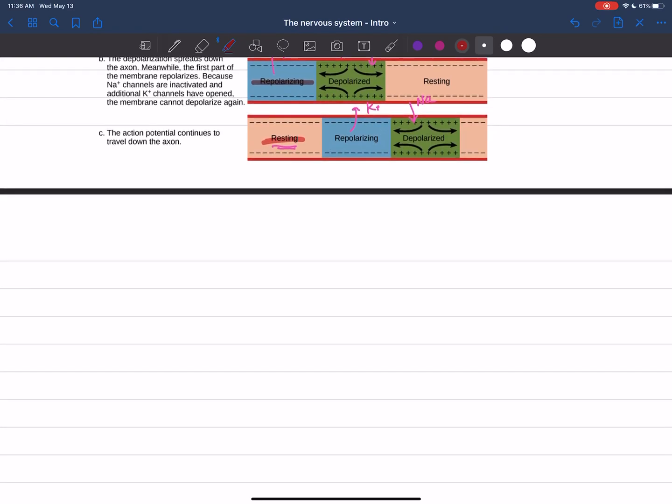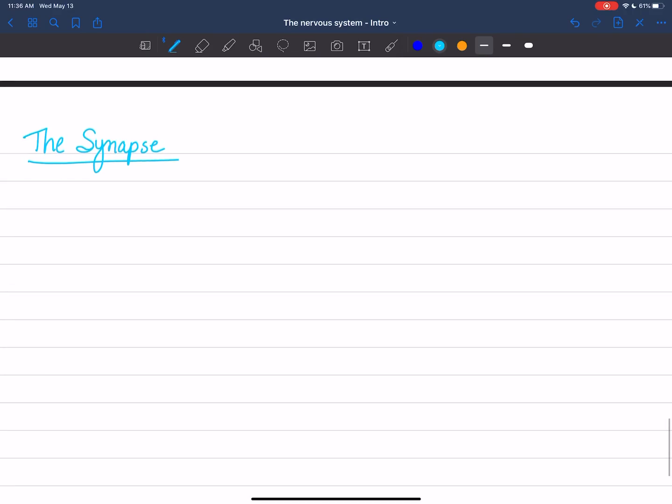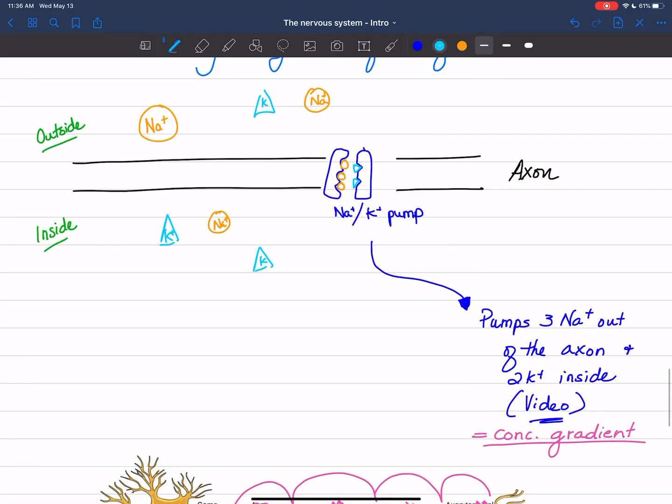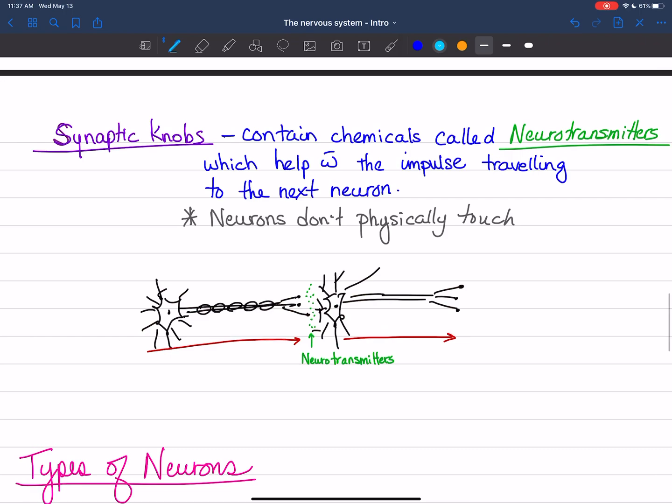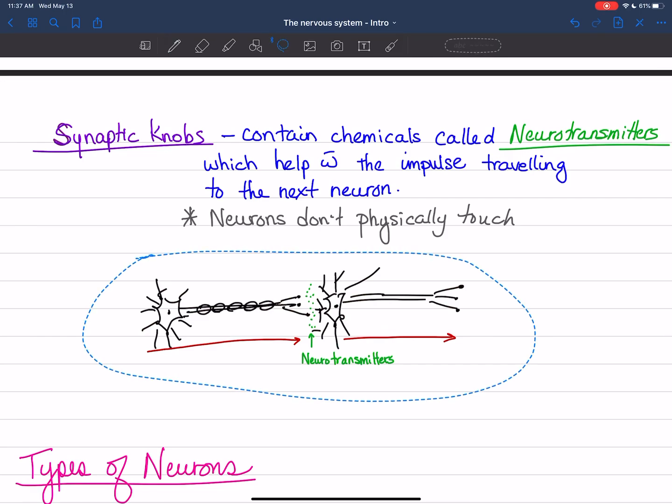So now in the synapse, I'm just going to choose a different color here. I'm going to draw you the synapse again. Actually, we don't even need to do that. All I need to do is take this and copy.